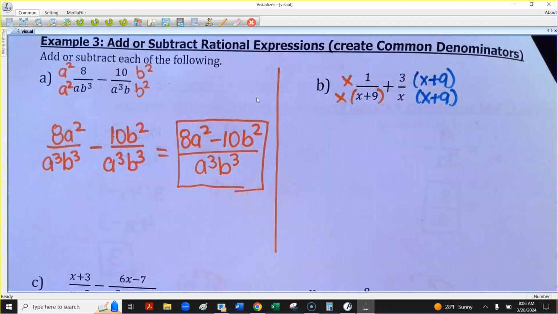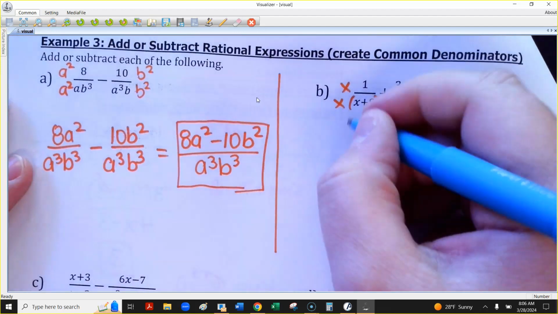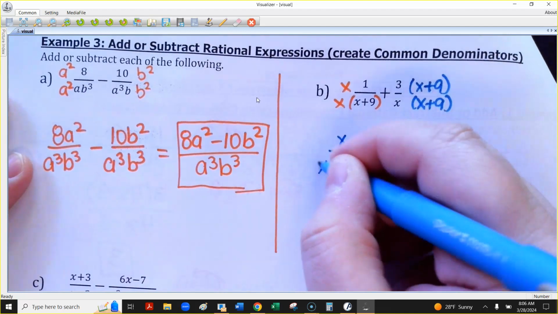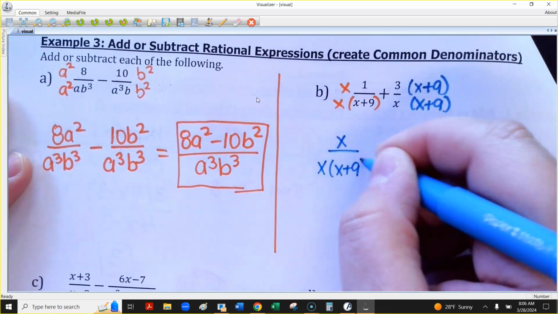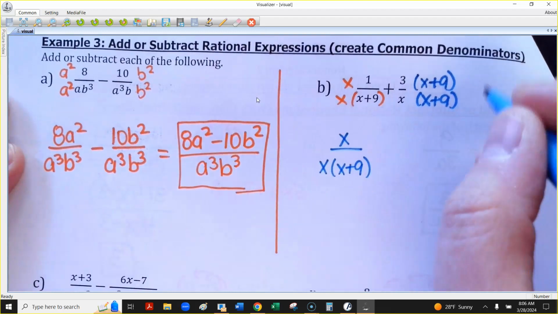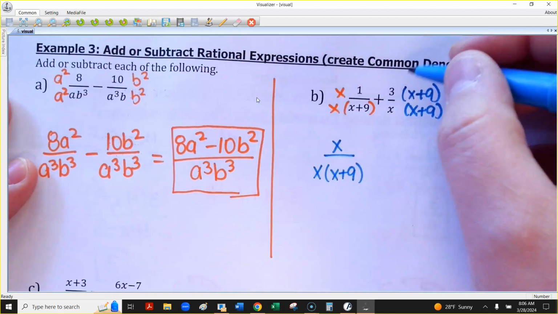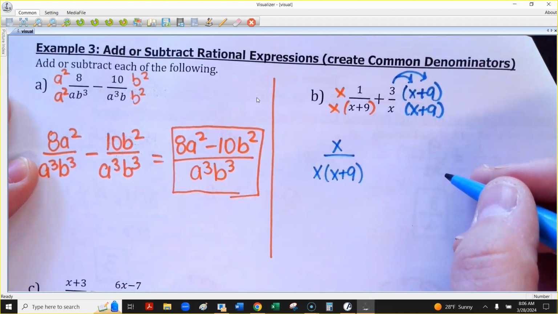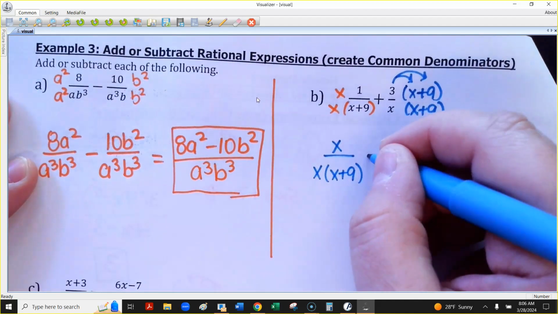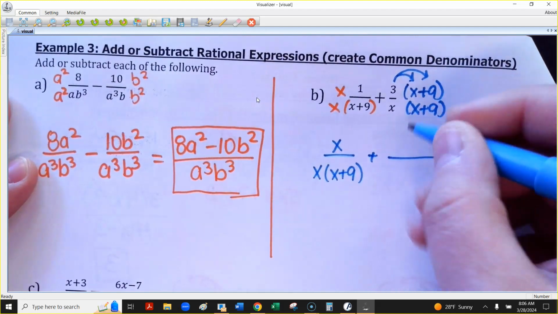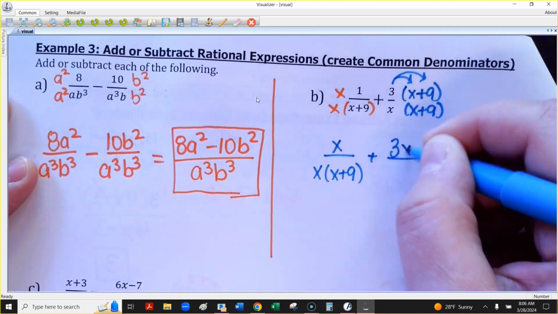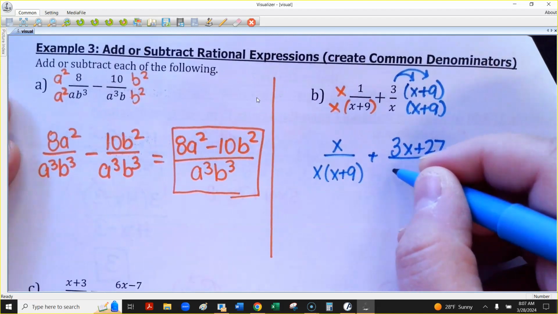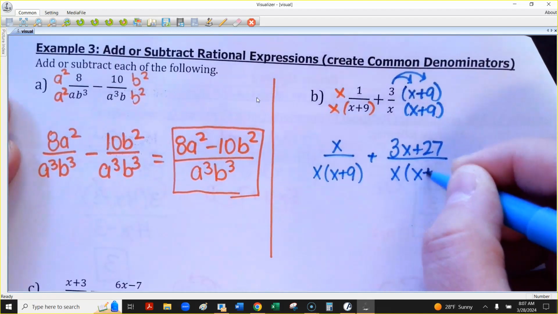Okay, now to simplify this, the top of this first fraction is just going to be x. Now on the bottom, just go ahead, leave it in factored form. Don't FOIL it out or multiply it out or use the distributive property. I'm just going to work on the top. So I'm going to take this second fraction. I would have to distribute the 3 to both of those terms that I needed to get that common denominator. So this would be 3x plus 27. And then that has that same denominator, x times x plus 9.